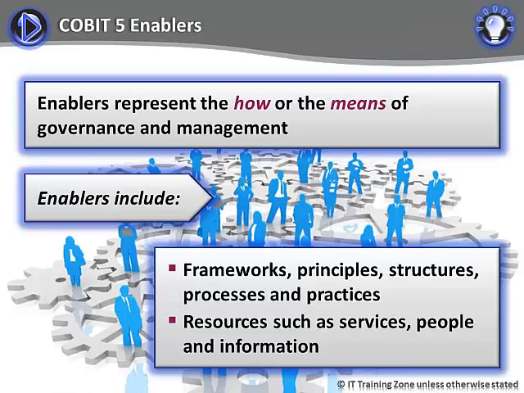COBIT defines a number of enablers of governance and management. The enablers represent the how or the means. Enablers include frameworks, principles, structures, processes, and practices, and resources such as services, people, and information.